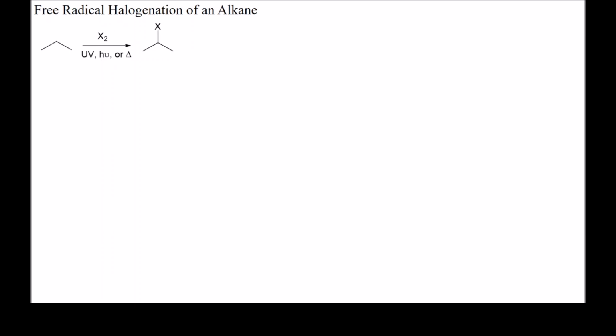So HX, which is HCl or HBr, has little to no effect on alkanes at all. And so we use a molecular halogen, typically Cl2 or Br2, and we have to heat this reaction up, that's what the delta symbol means, or add in UV light. And these are two equivalent ways of denoting that we're adding UV light to the system.